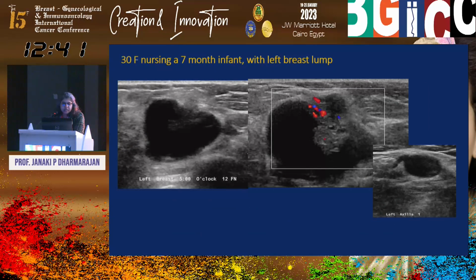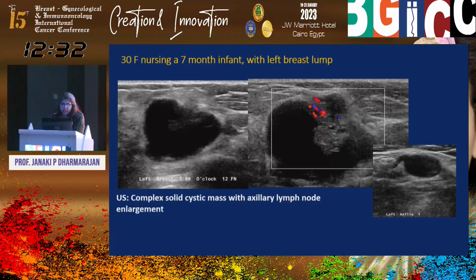And this was a 30-year-old lady who was nursing a 7-month-old infant and presented with a left breast lump. Again, a complex solid cystic mass, the cystic component was really big, with an axillary lymph node that was looking suspicious. Core biopsy showed invasive mammary carcinoma with associated high-grade DCIS. Again, this was triple negative with a proliferative index of almost 90% and lymph node metastasis.